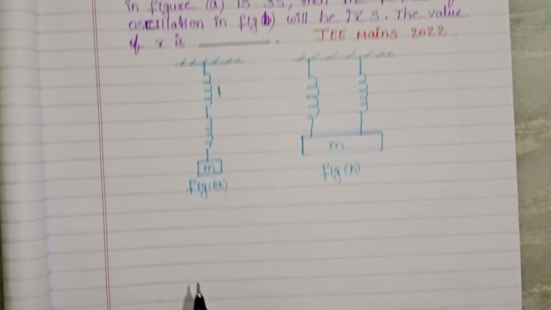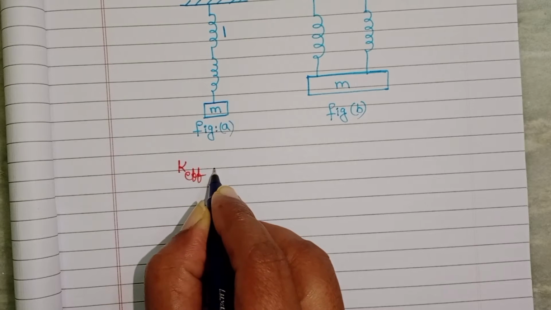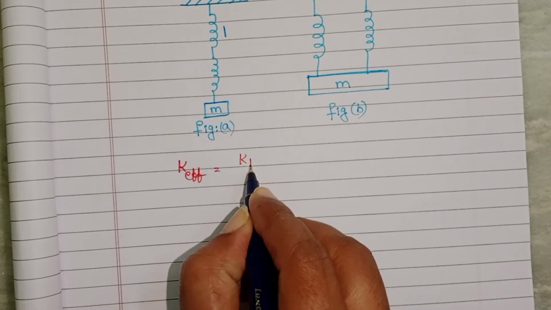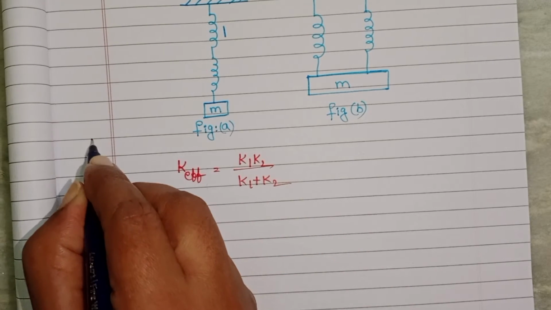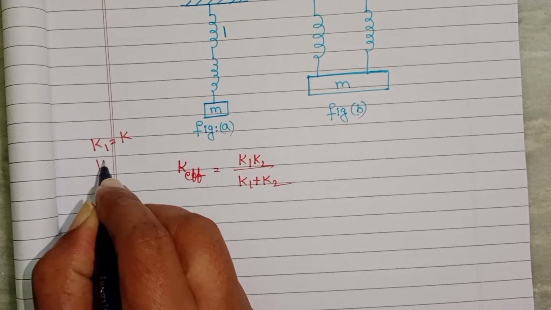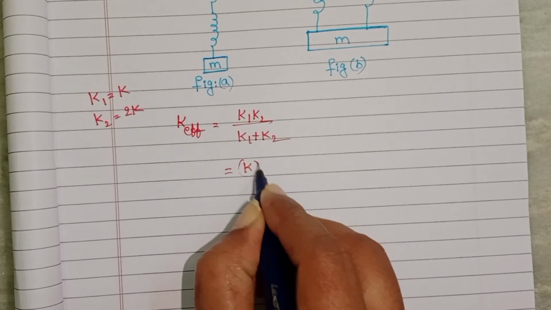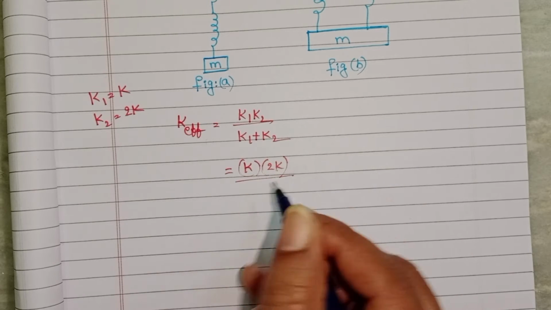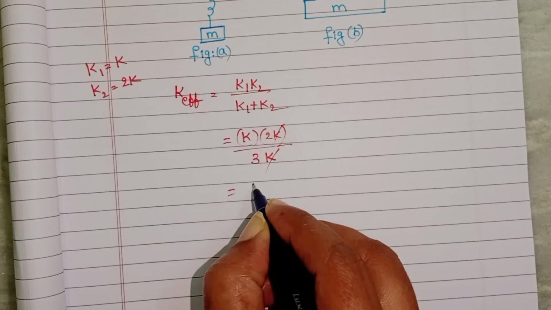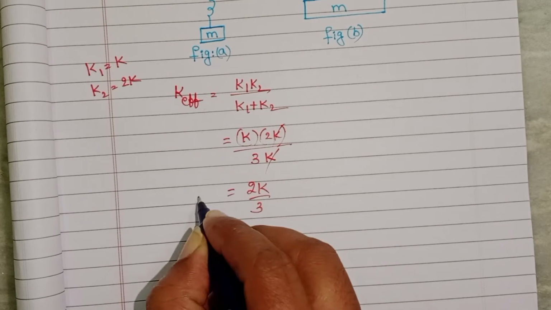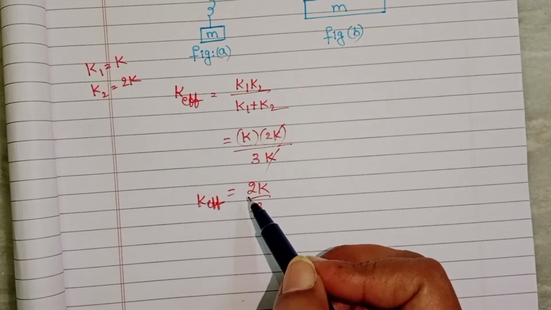When two springs are connected in series, the effective spring constant is equal to K1 K2 by K1 plus K2. Given K1 is K and K2 is equal to 2K. Substitute here. K into 2K by K plus 2K becomes 3K. K gets cancelled: 2K by 3. This is the effective spring constant when springs are connected in series.